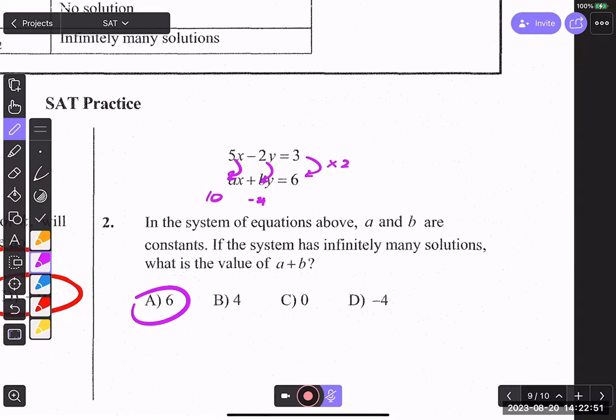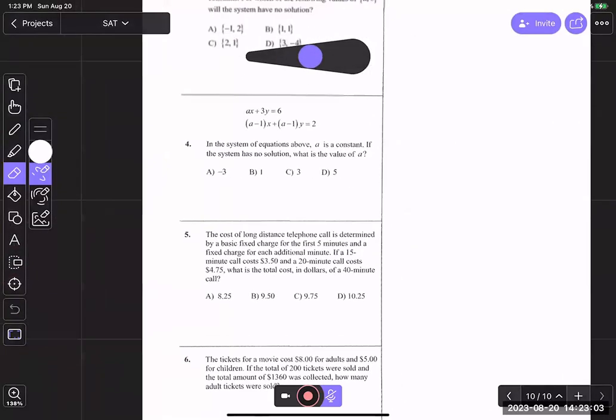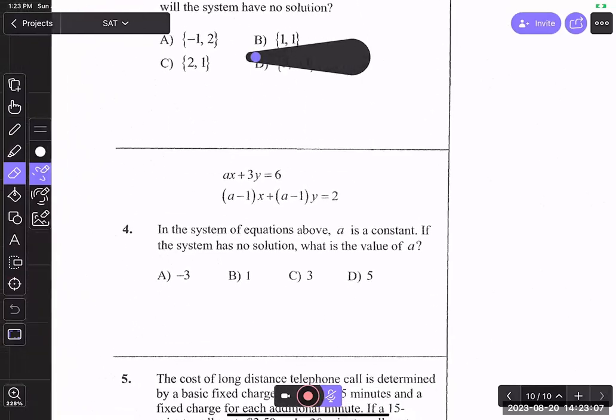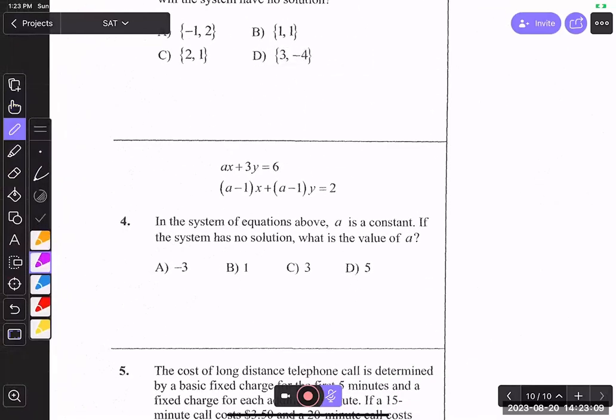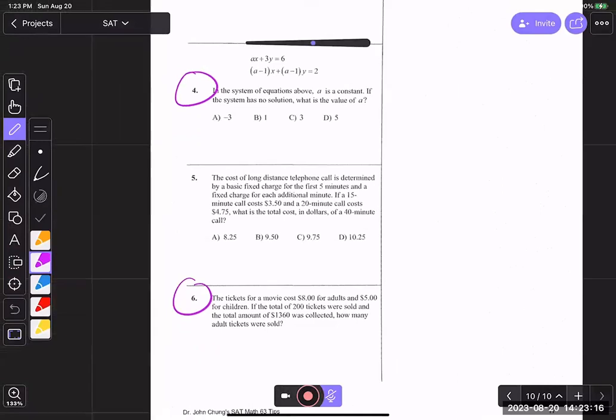So the moment you're told infinitely many solutions, you know that from your top row to your second row, you multiply by the same exact number for everything. Well, in this case, it's 2. That's it. Let's do maybe 2 more. I do want to do number 4, and then we'll do number 6. Let's do these 2 problems here.